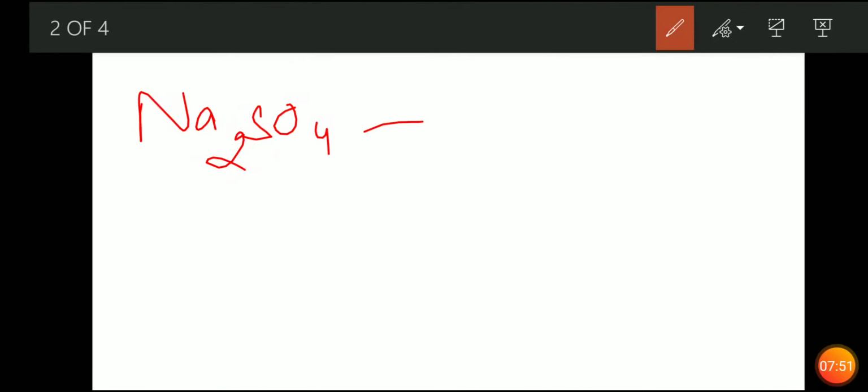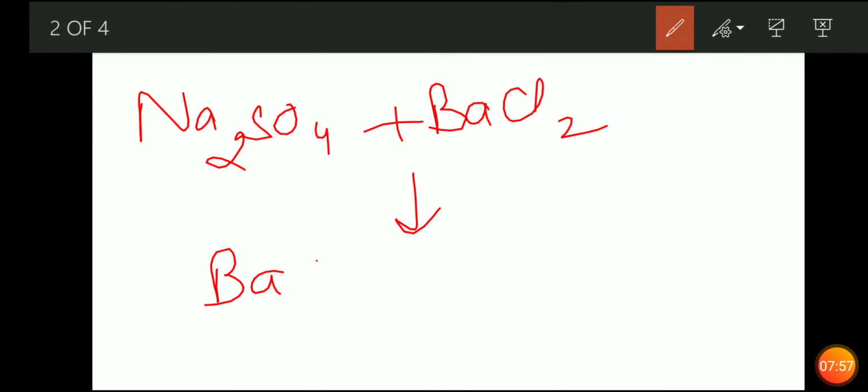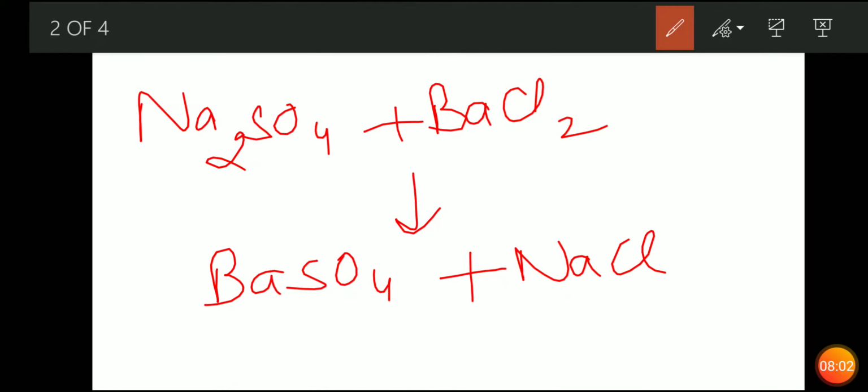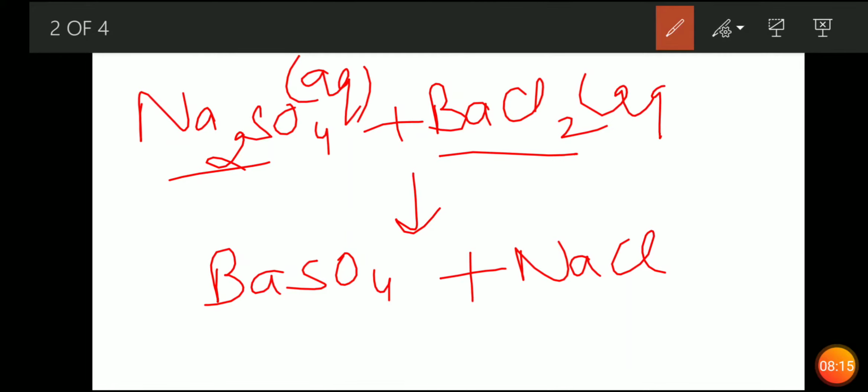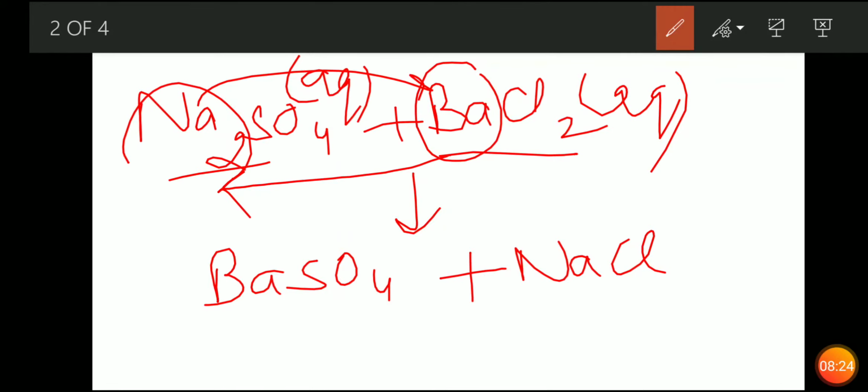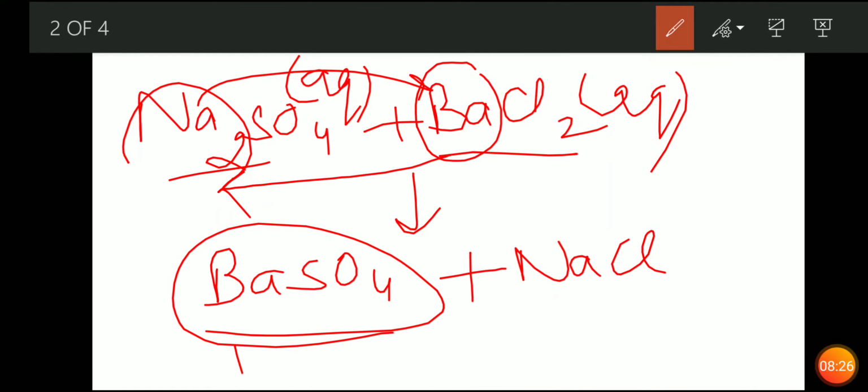Na2SO4 plus BaCl2 will give you BaSO4 plus NaCl. Now, Na has a valency of 1 and Cl has a valency of 1, so they will interchange their positions and it will become NaCl. Both are in aqueous state, means both are in liquid state. But when barium interchanges its position with sodium and sodium with barium, what will happen? This barium sulfate will become a PPT form, means precipitate form.